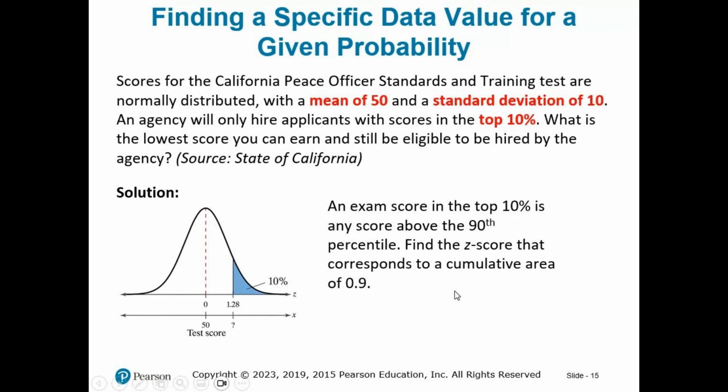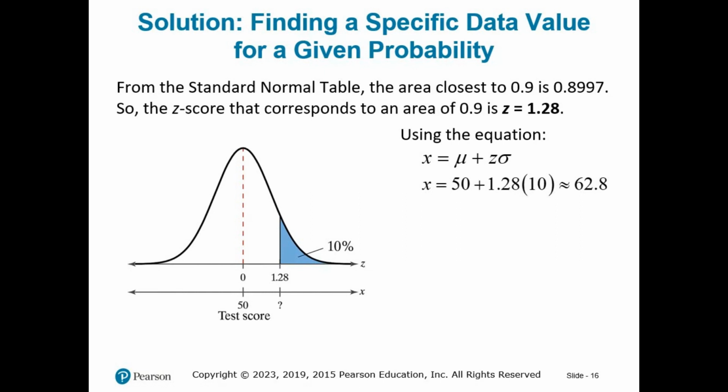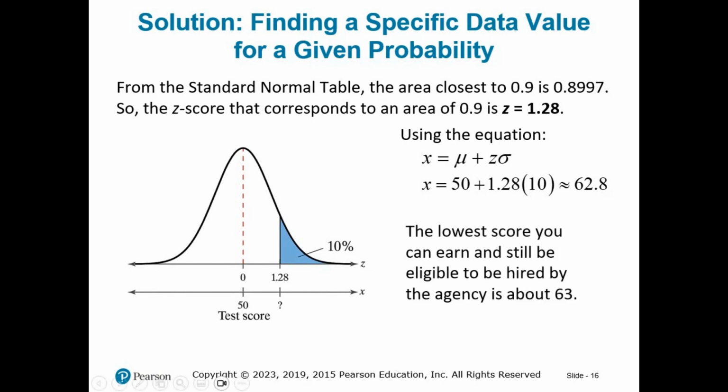When we look at the table for 0.9, the closest that we can find is 0.8997. So the z-score that corresponds to that, or the closest one that corresponds to it, is z equals 1.28. So that's the one that we're going to use. So if we use the equation we were given for converting z-scores to find the x values of x equals mean plus z times standard deviation, we sub in our values and get 50 plus 1.28 times 10 and get about 62.8. This means the lowest score you can earn and still be eligible to be hired by the agency is about 63. All right, let's try one more.